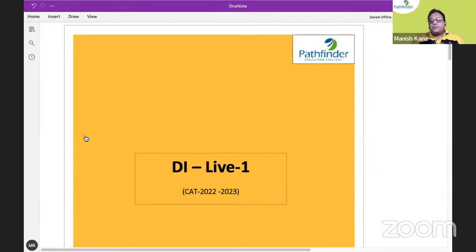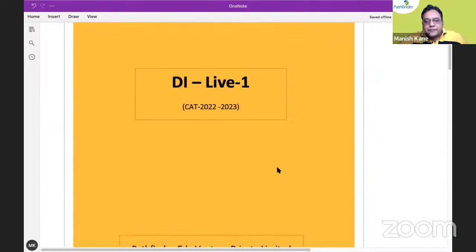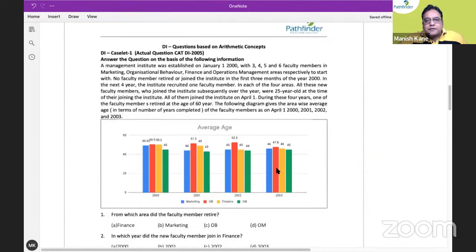As I was telling you, many times we have seen questions in the data interpretation section of CAT which are dependent on your fundamentals of arithmetic. Today you're going to see two such questions, which are based on fundamentals of average. If you're clear with the fundamentals of average, you should be able to solve at least some, if not all, of those questions. Try your level best. The idea will be the same. I'll give you around 10 minutes to solve the first caselet. And here is the first caselet for all of you.